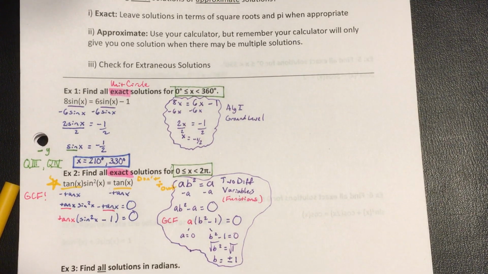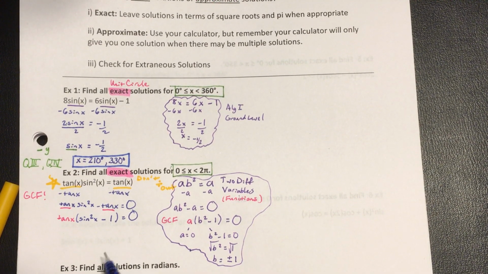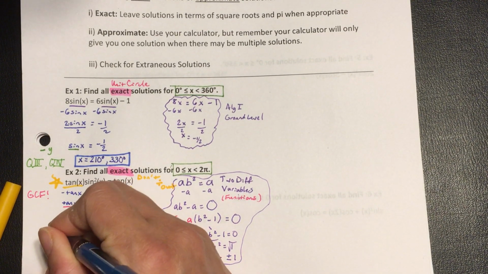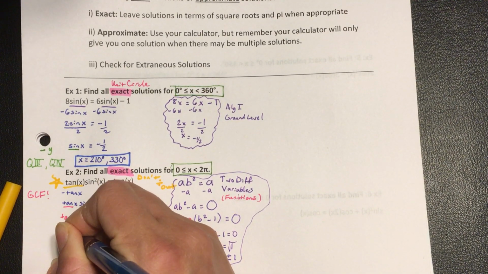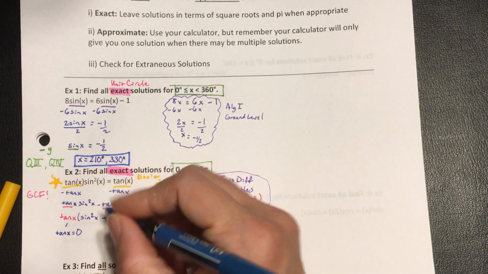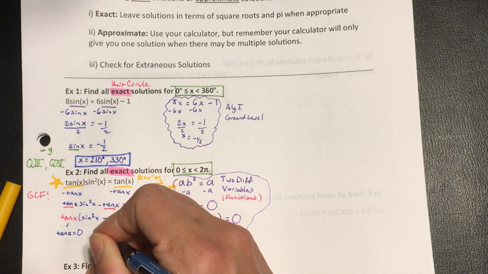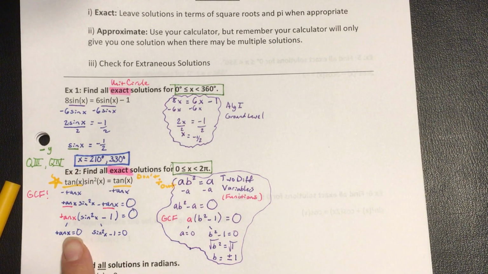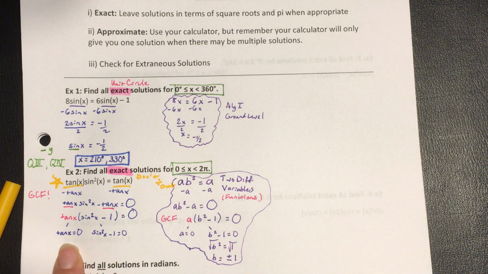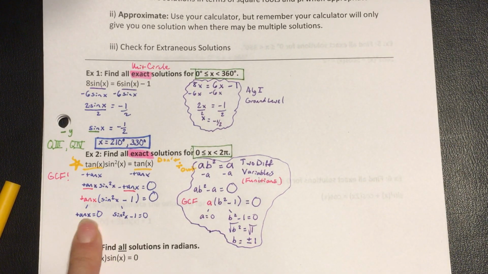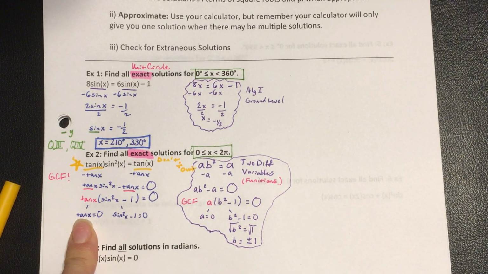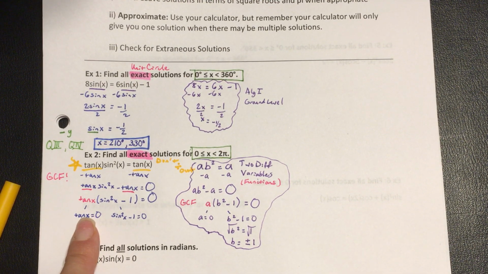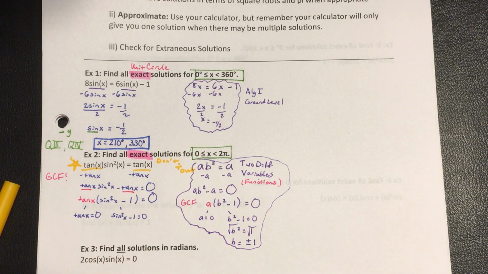Equals 0. So now I have something times something equals 0. So that means either this guy is equal to 0, so either tangent x equals 0, or this guy equals 0, so sine squared x minus 1 equals 0. So tangent x equals 0. Now I have my trig function as isolated as it can be. So we want to think about where tangent is equal to 0. So what angle x has a tangent of 0?